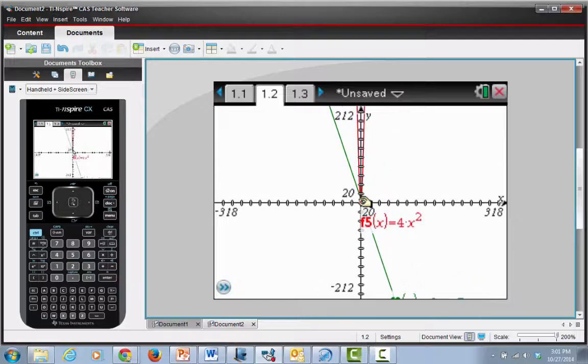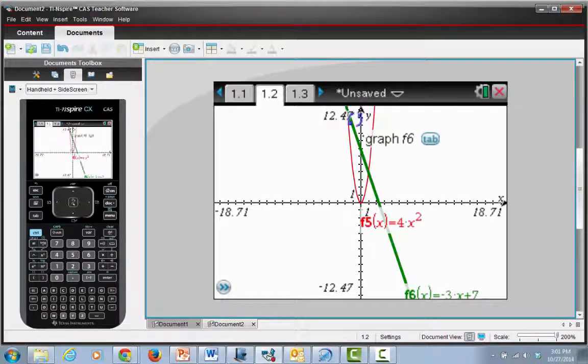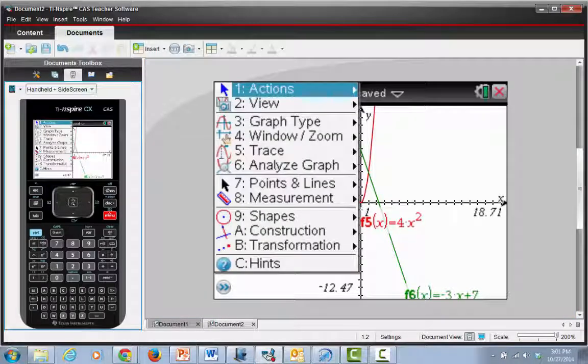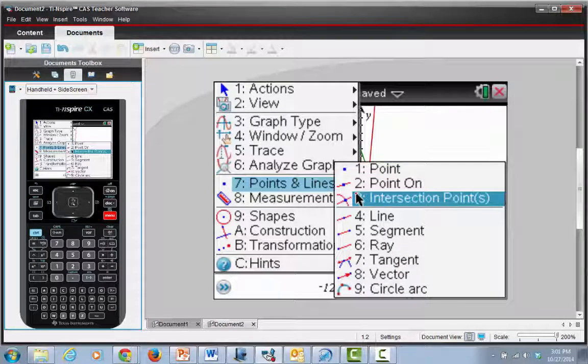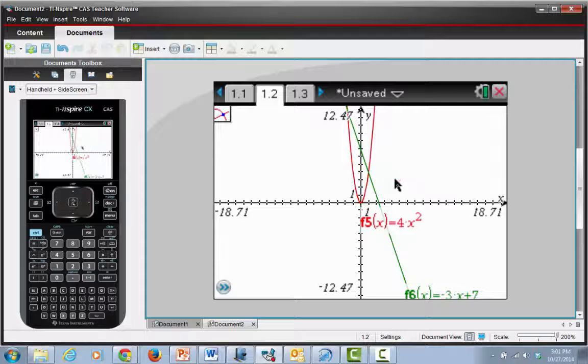Okay, so I'm going to move this so I can see. It crosses in 2 points, doesn't it? So go to menu, points and lines, and then you go to intersection point. Okay, so I'm going to click on the green one and then click on the red one, and it gives me my 2 points right there. One of them is at 1 and 4, and the other one is at 1.7 and 12.2. Those are my 2 points of intersection.